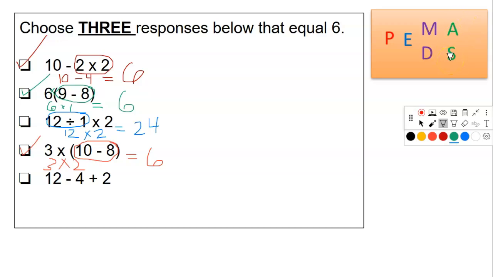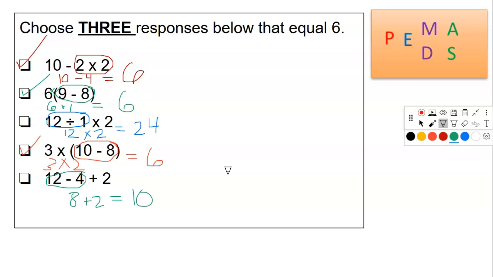Is there any adding or subtracting? Yes. Just like with multiplying and dividing, if there's both adding and subtracting, you go straight across. So sometimes adding will come first, sometimes subtracting will come first. It just depends on the problem. So if there's both adding and subtraction, you can just go straight across in order. So we'll do 12 minus 4 first. 12 minus 4 is 8. And then we can add the 2. 8 plus 2 equals 10. So we were correct. This one does not equal 6.